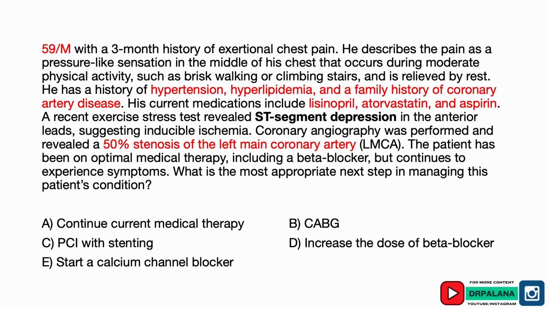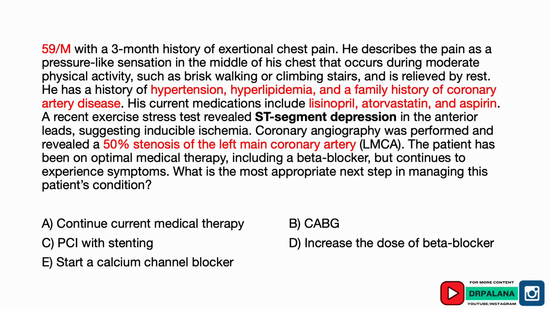A 59-year-old male with a 3-month history of exertional chest pain, which he describes as a pressure-like sensation in the middle of his chest that occurs during moderate physical activity, such as brisk walking or climbing stairs, and is relieved by rest. He has a history of hypertension, hyperlipidemia, and a family history of coronary artery disease. His current medications include lisinopril, atorvastatin, and aspirin.